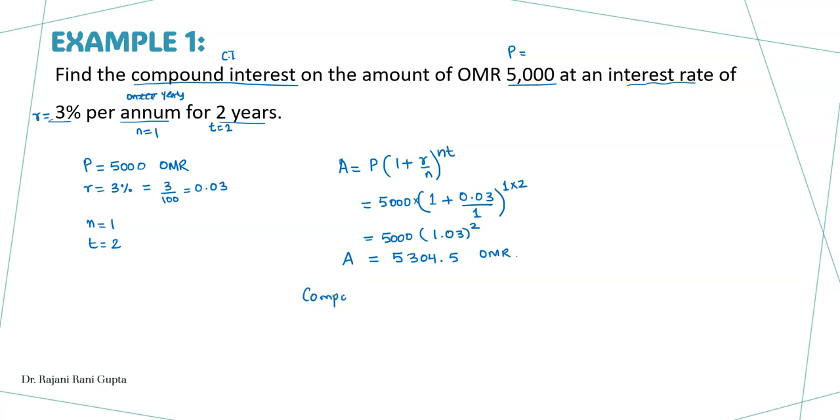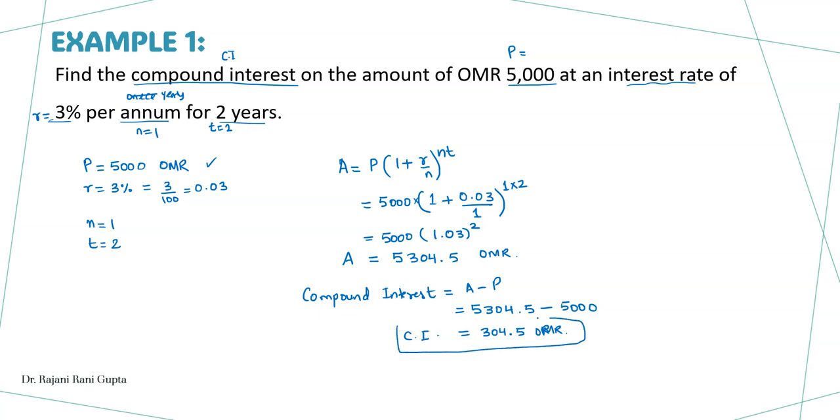When you find the compound interest, it will be amount minus principal. The amount is 5304.5 minus the principal amount 5,000. So you get 304.5 riyals as the compound interest. Okay, clear? This is your compound interest on 5,000 after 2 years. Let's take another example.